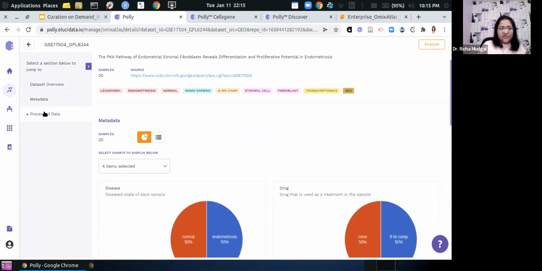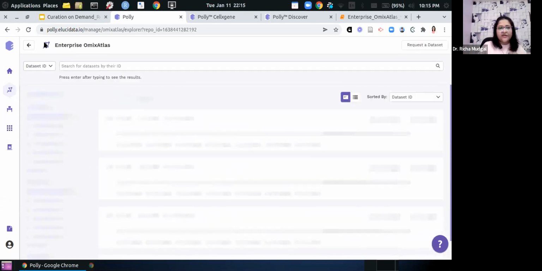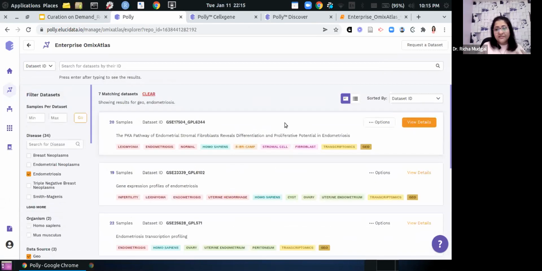Within this, you can also have the process data. This is just a visualization. So when it comes to the analysis part of it, again, there are a multitude of options. If you want to, you can simply download the data set, which is in the standard format of a GCT combined with the metadata.